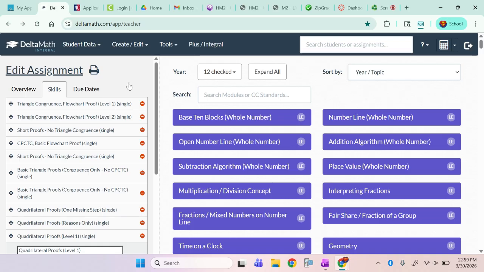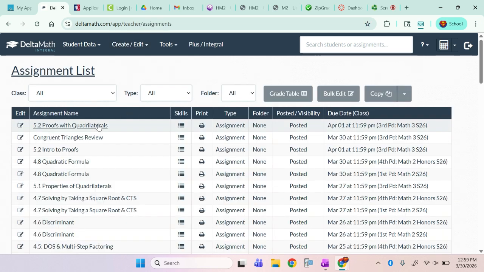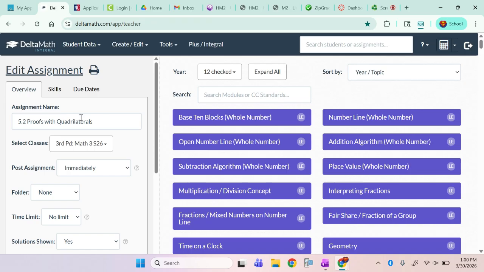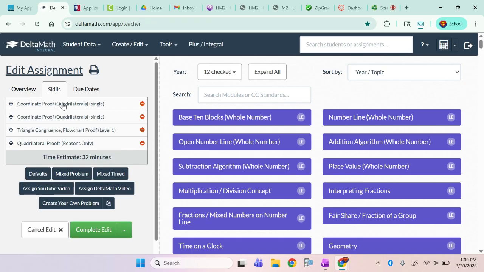So, your assignment is the 5.2 quadrilateral proofs. Now, 5.2 intro to proofs. I will give you guys a participation grade because that's what we did together in class. But this one you've got to do on your own. It's short. If you look, there's a couple of coordinates, but it's mostly just reasons.